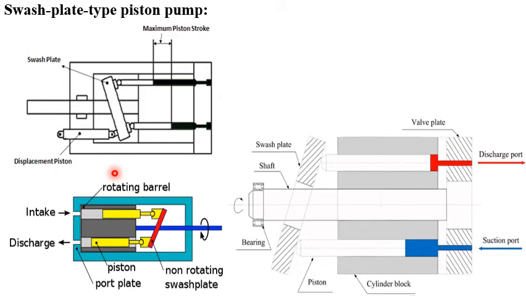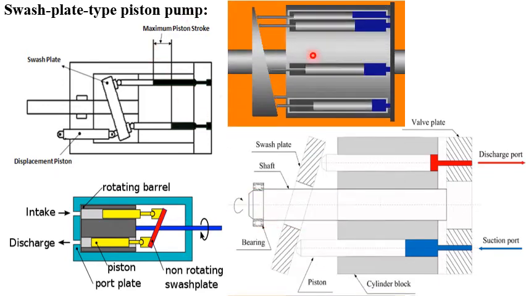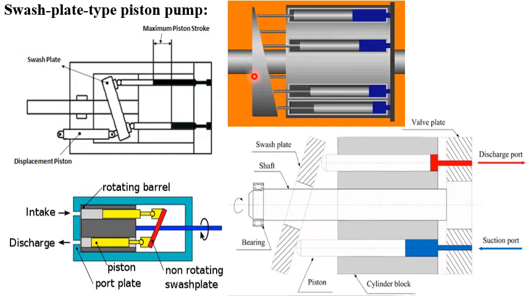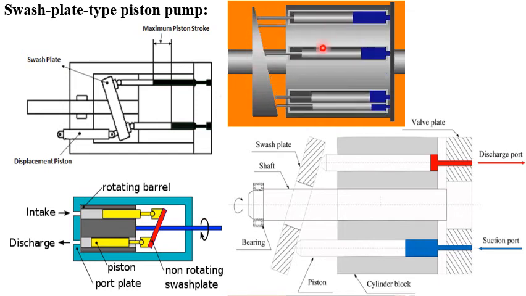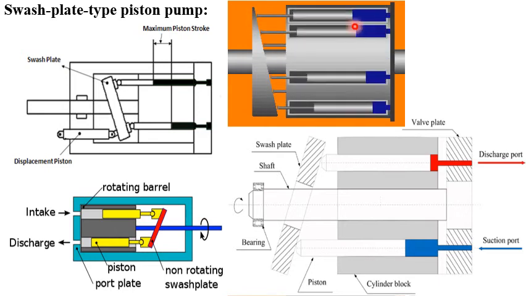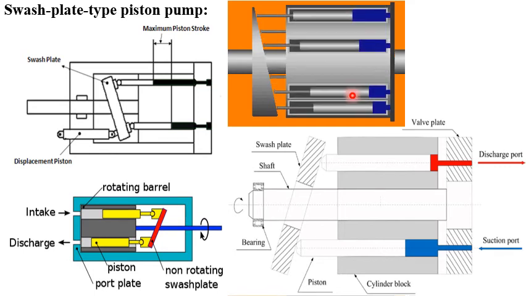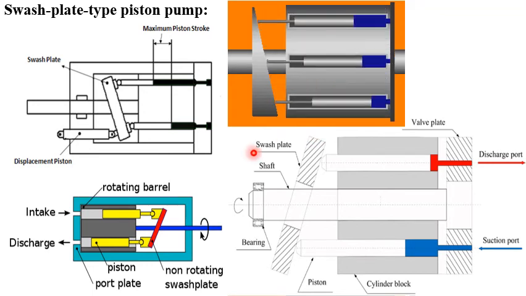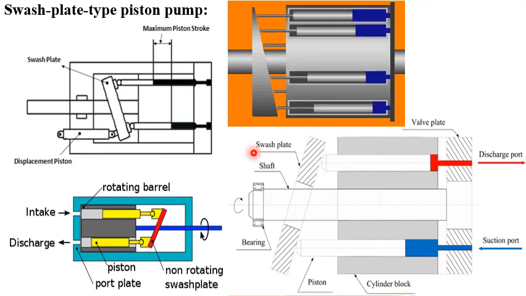The variation of displacement volume for various angles of swash plate angle is shown in the figure, and the operation you can see by this small animation. See, the swash plate here is fixed, the cylinder is rotating, and according to the distance between the piston and the swash plate, the inlet and outlet is happening. This is the construction and working of the swash plate type or inline type piston pump.